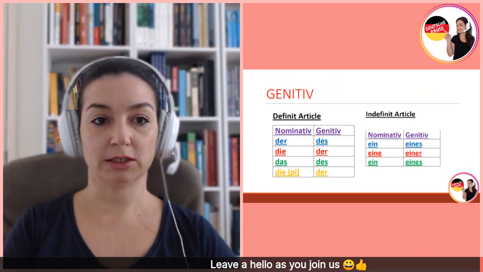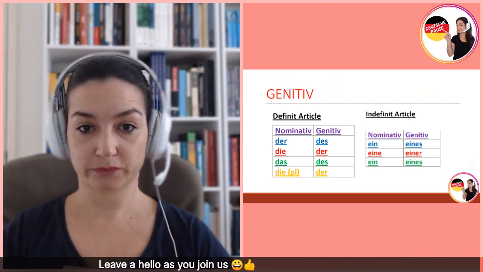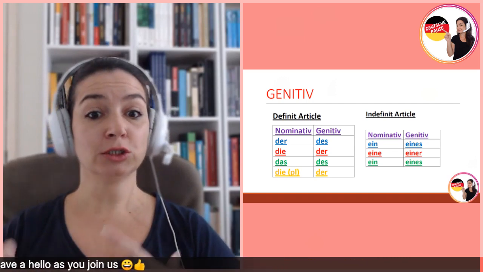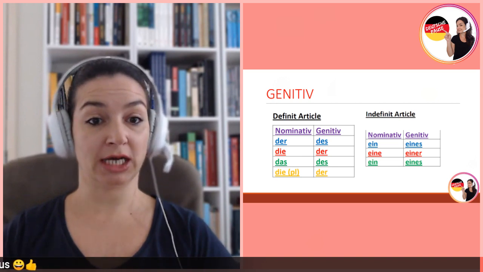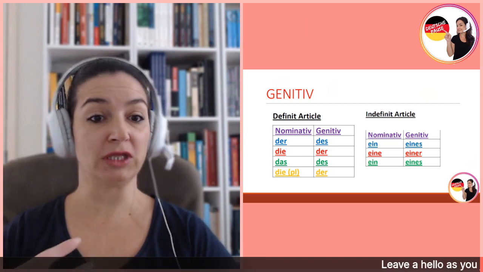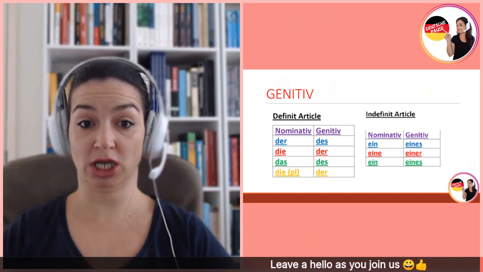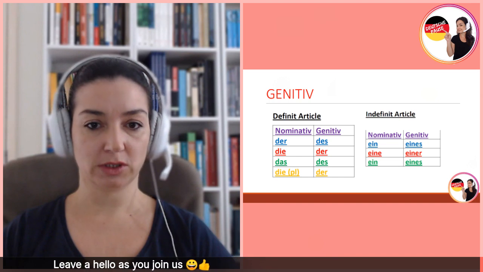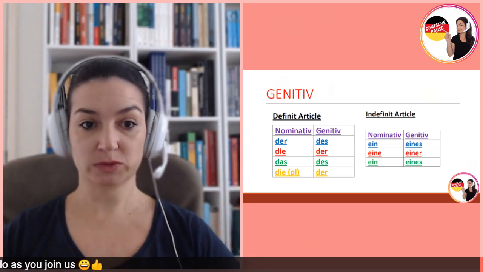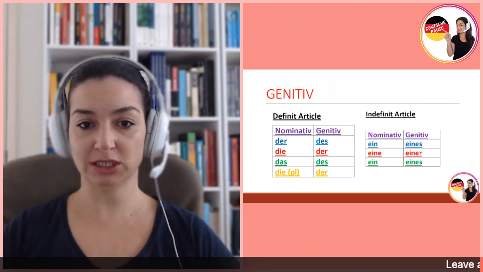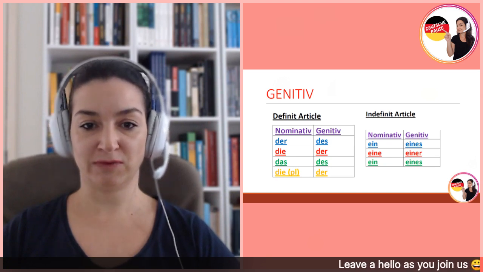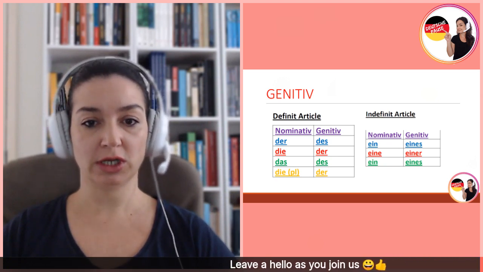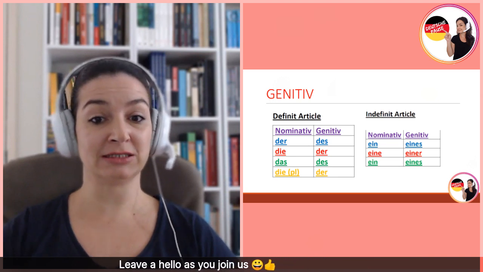So yeah, now we can leave it here. So how does it look? I mean, how can I recognize how things become genitive? How do they change? Okay, so when we are talking about definite articles, der, die, das, and die.